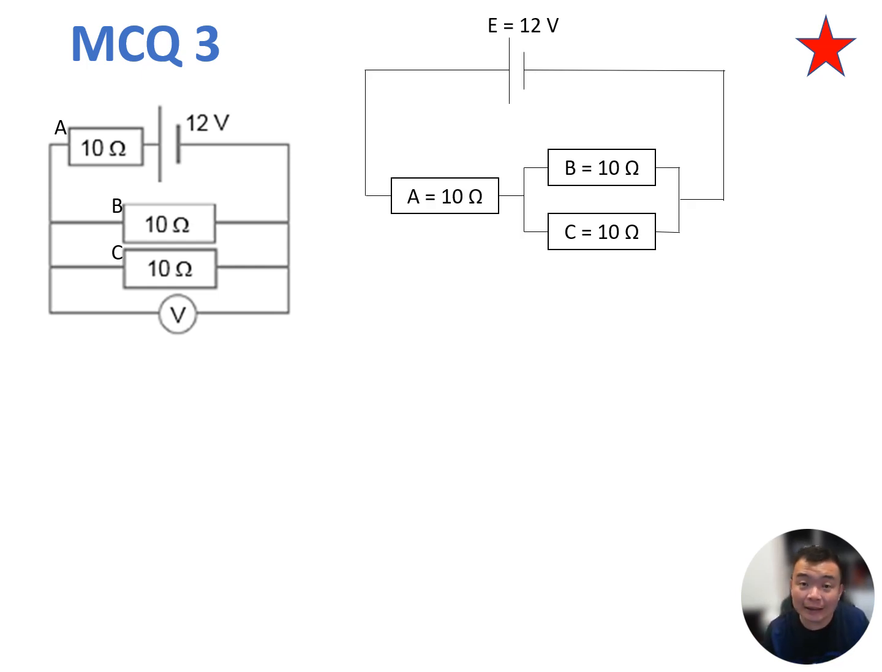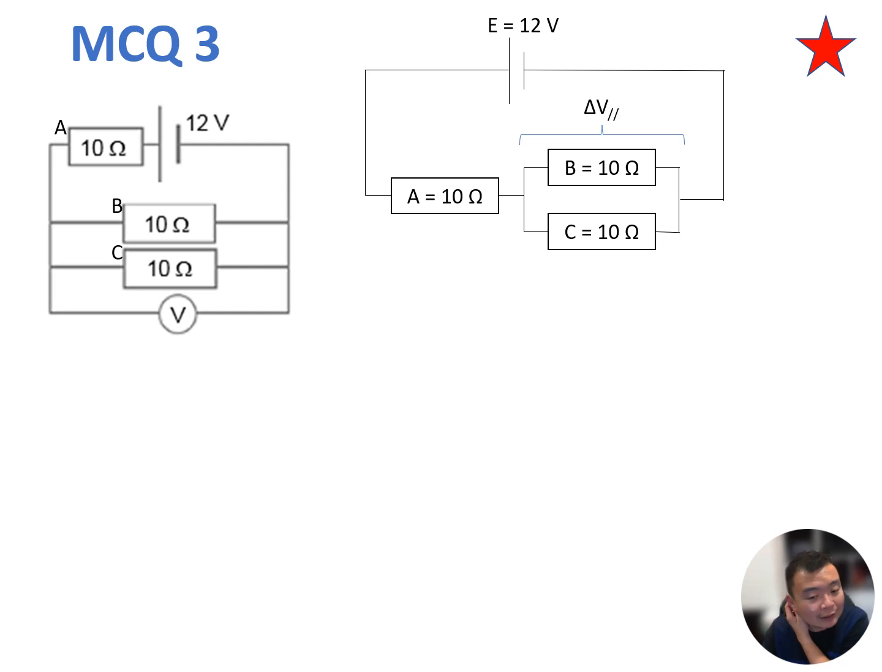You can try tracing the path of the current as it comes out from the battery. It moves past resistor A, and after the current passes through resistor A, it will split to go into two different paths, passing through resistor B and C. So now it's very obvious that resistor A is connected in series with resistor BC. Resistor B and C, two of them, are connected in parallel with each other.